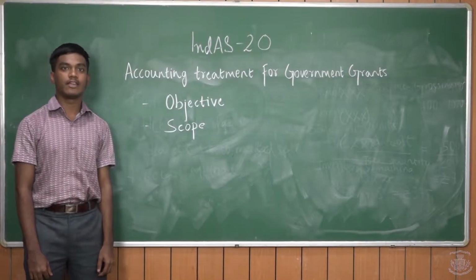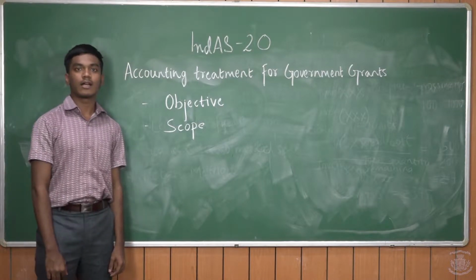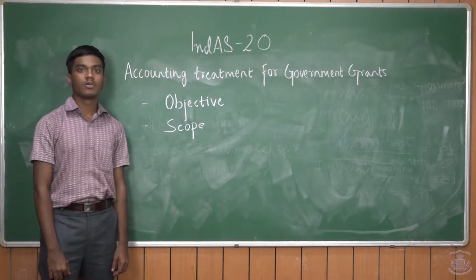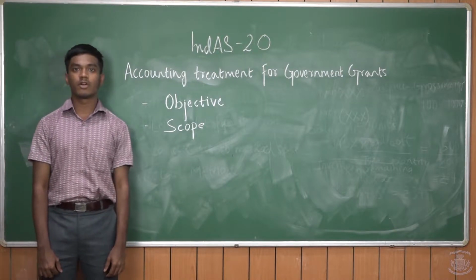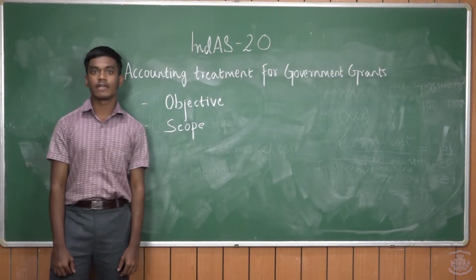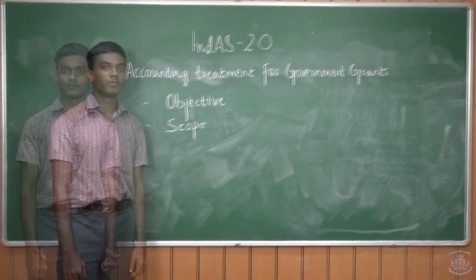I'm going to explain Ind AS 20. What is Ind AS 20 all about? Ind AS 20 is accounting treatment for government grants. So what's the objective of this standard? The standard deals with accounting treatment of government grants and its disclosure requirements for the preparation of financial statements to make it comparable. So let's move on to the next topic.